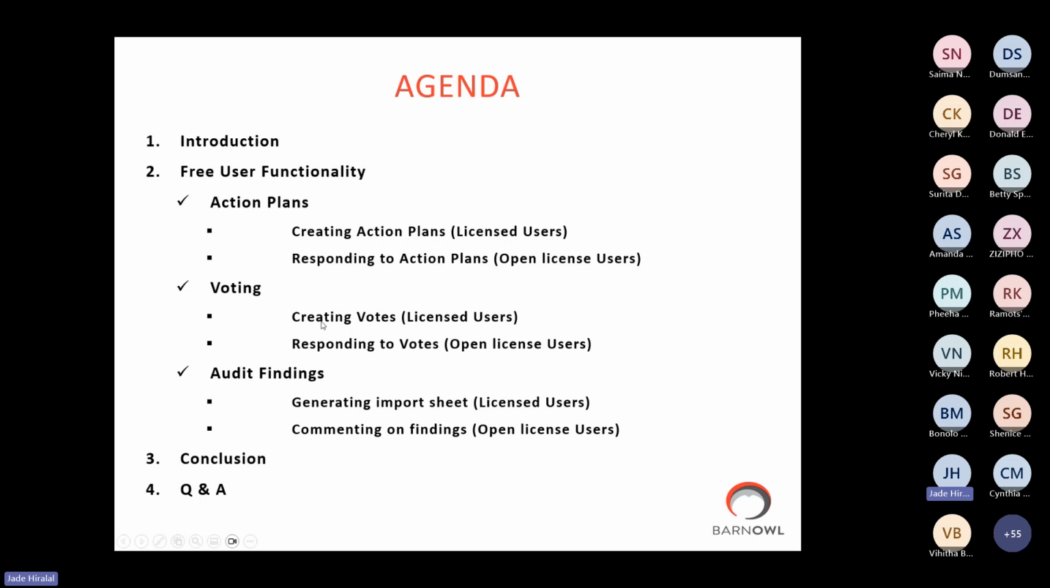With voting, we'll be looking at creating votes for the licensed users and responding to votes for the open license users. And when it comes to audit findings, we'll look at generating an import sheet, which licensed users can do, and then commenting on findings or any other fields, and that'll be for the open license users. Then we're going to end off with a brief conclusion, and we're going to look at our Q&As.